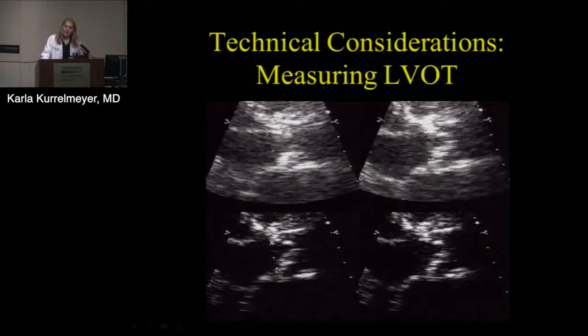And it's important, because if you measure that way too small, it's going to really affect that determination of the aortic valve area, because that measurement is squared based on that previous equation that we looked at.